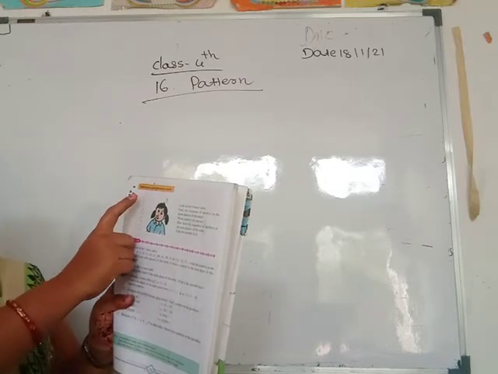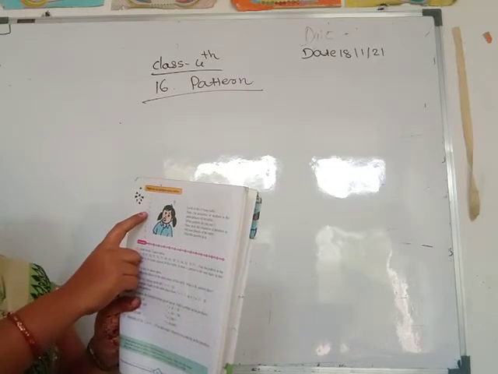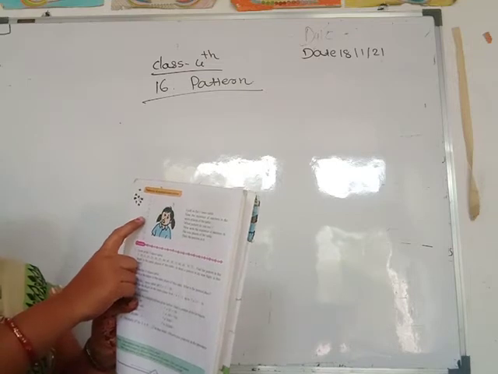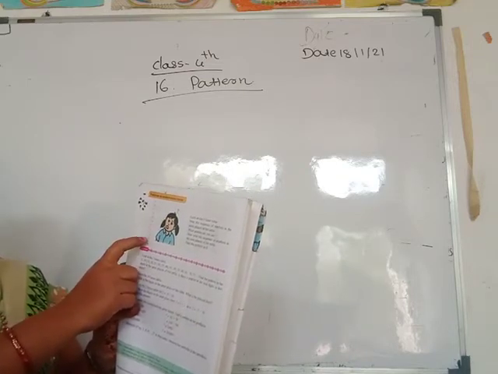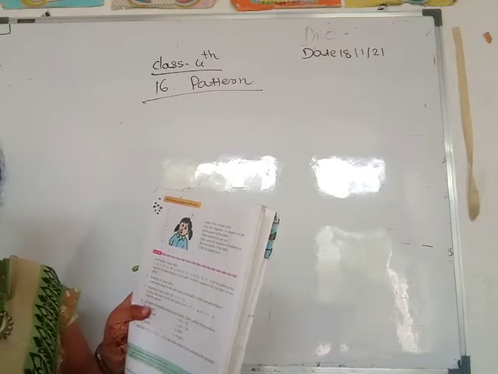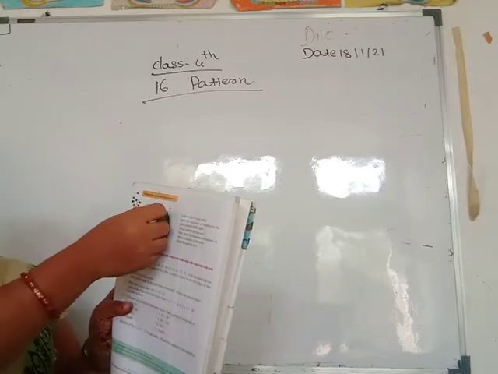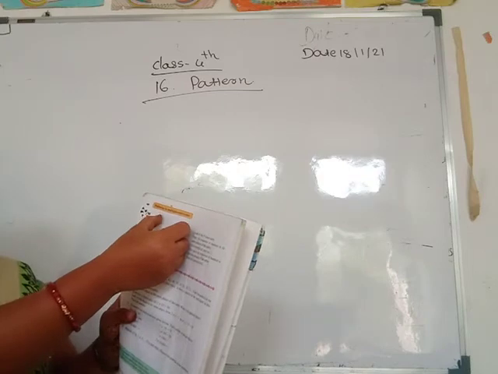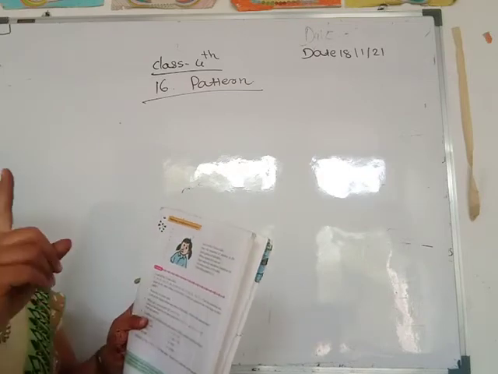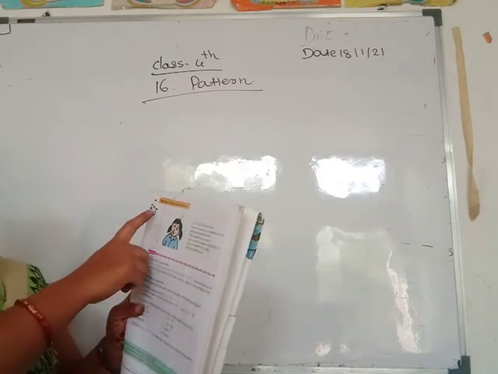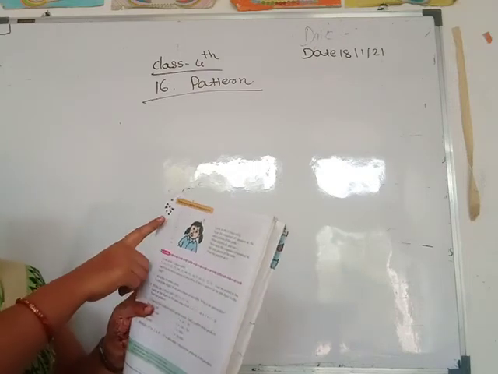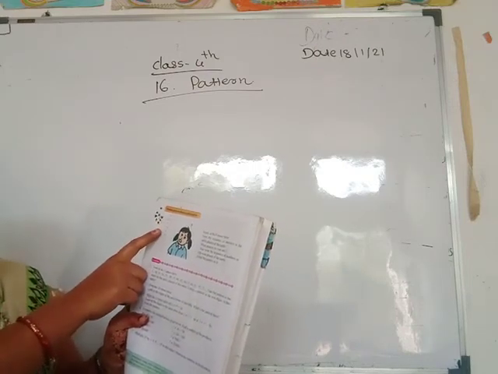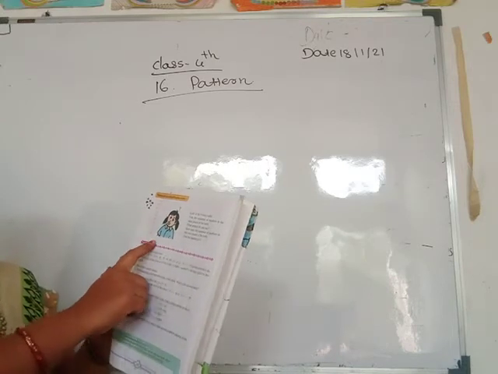9 1s are 9, 9 2s are 18, 9 3s are 27, 9 4s are 36, 9 5s are 45, 9 6s are 54, 9 7s are 63, 9 8s are 72, 9 9s are 81, 9 10s are 90. And you see here the unit place of these numbers: 9, 8, 7, 6, 5, decreasing by 1. And you see here the tens place of these numbers increasing by 1: 1, 2, 3, 4, 5, 6.